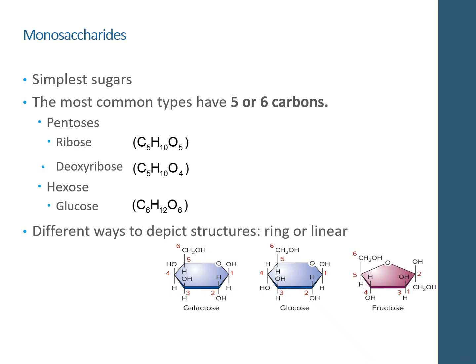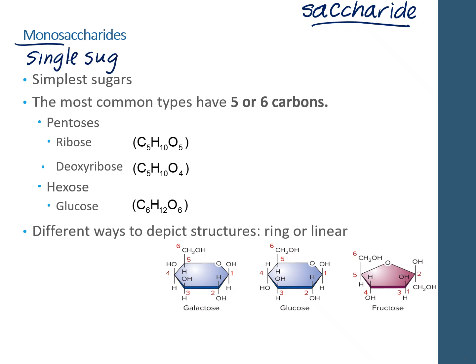Another name for a carbohydrate is a saccharide. You might have been familiar with that term. If not, that's okay. Our carbohydrates are going to be made up of individual units called monosaccharides. In other words, single sugars. These are also called simple sugars. So glucose is one example. Fructose is another that you might have heard of before. Those are all monosaccharides. The most common types of monosaccharides are 5 or 6 carbons.